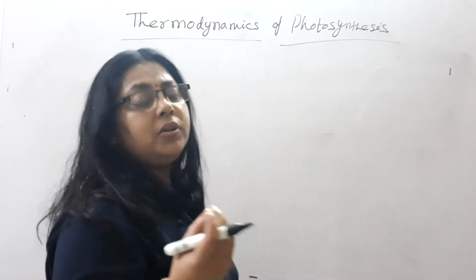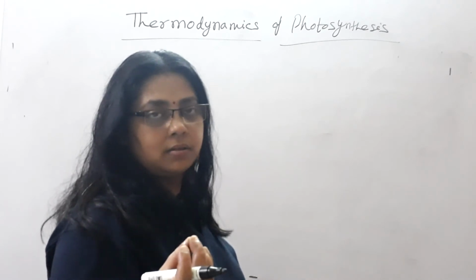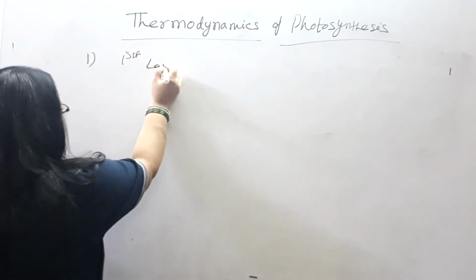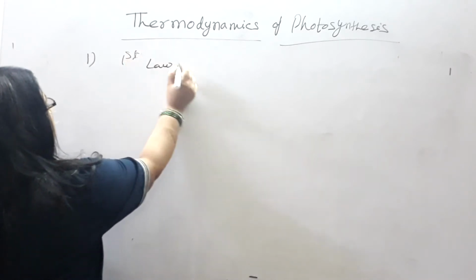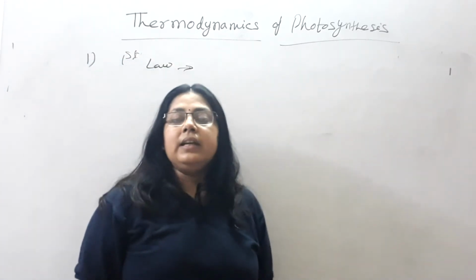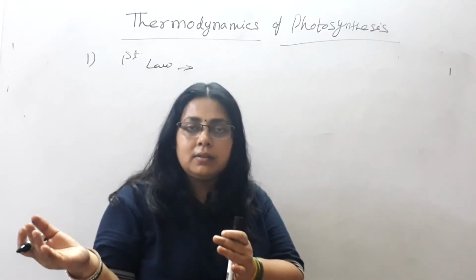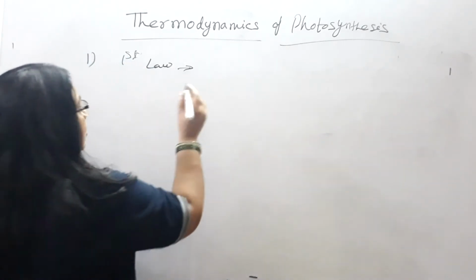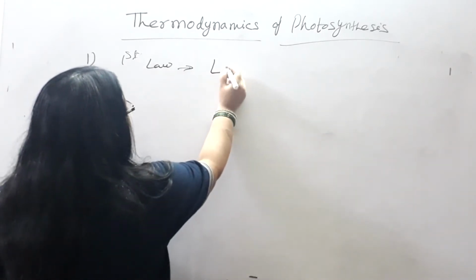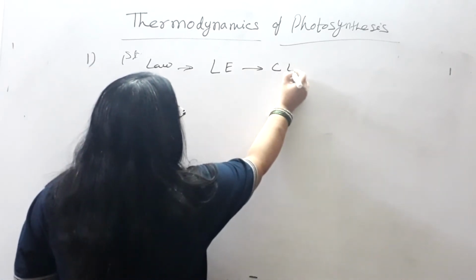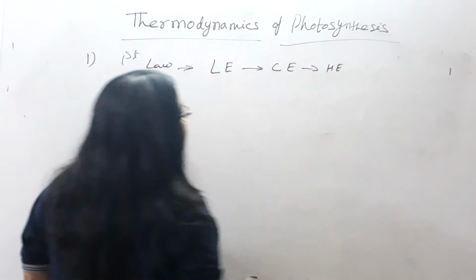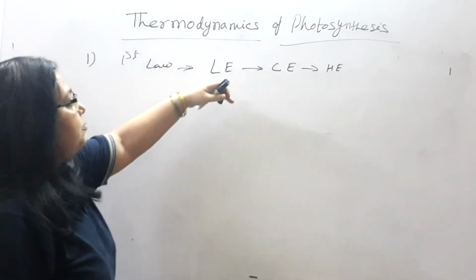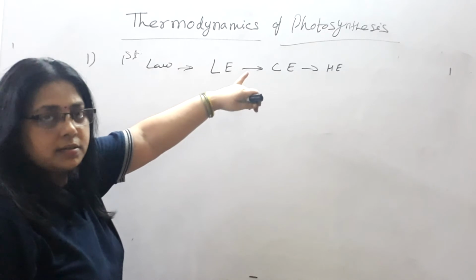Photosynthesis follows both the first and second laws of thermodynamics. As you know, the first law of thermodynamics says that energy is neither created nor destroyed, it only changes its form. Here I am talking about photosynthesis. According to the first law, light energy is converted into chemical energy or heat energy. They only change their form, never destroyed nor created. This is the proof, the first law of thermodynamics for photosynthesis.